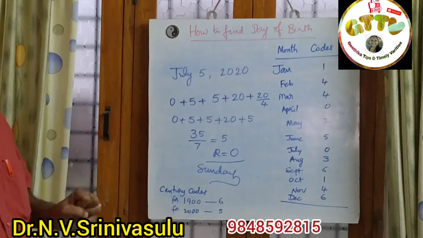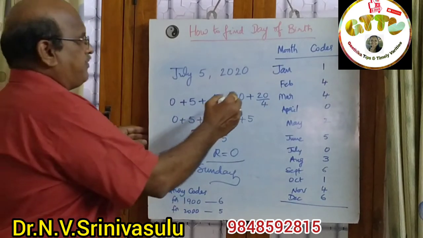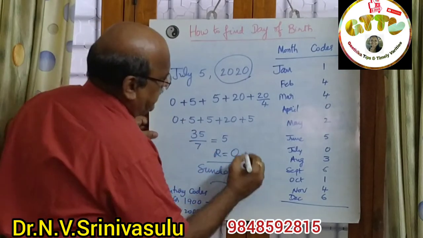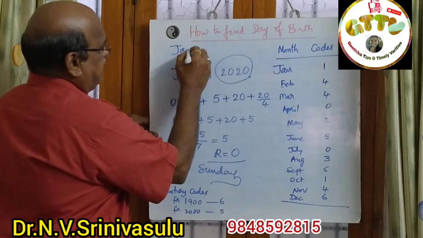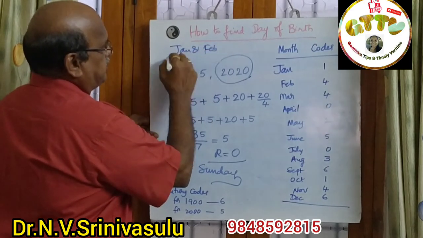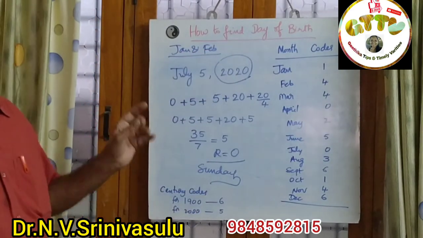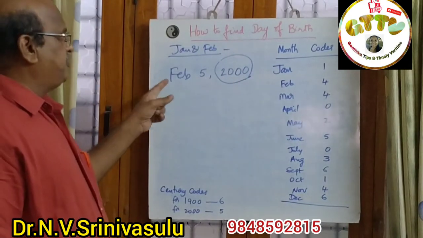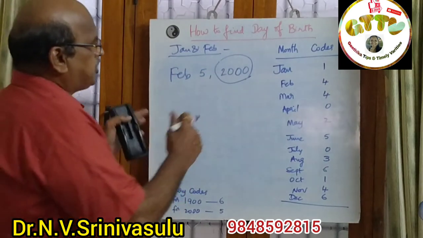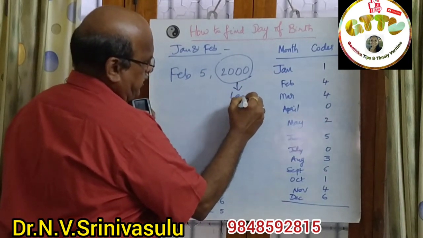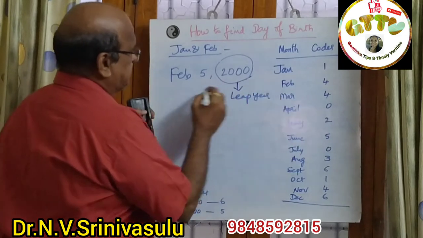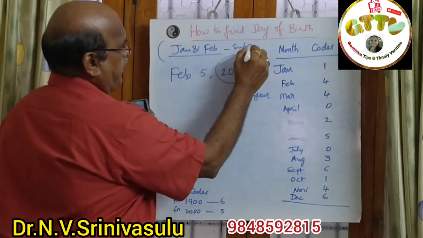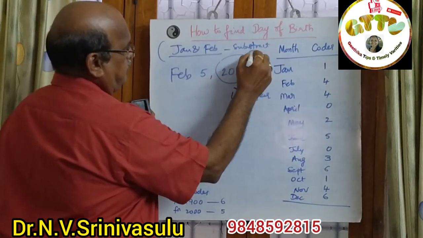One of the conditions which I want to express here, whenever you have a leap year like this, okay, if it is falling in between January and February, then you have to subtract 1 after the result. So that I will tell you an example. Okay. Now, for example, another example, February 5th, 2000. 2000 is a leap year. Okay. Only for persons born in January and February, you have to subtract 1. That you have to remember.